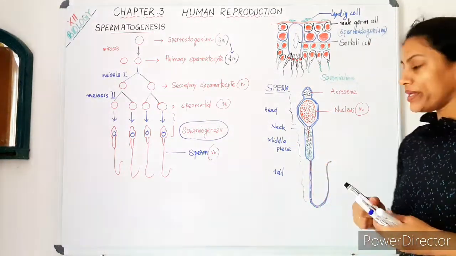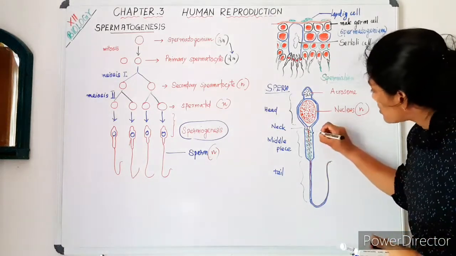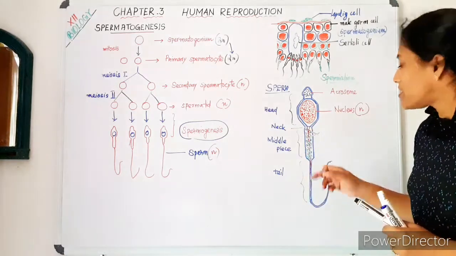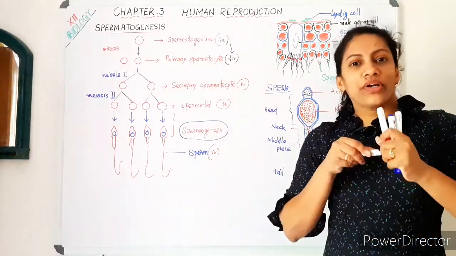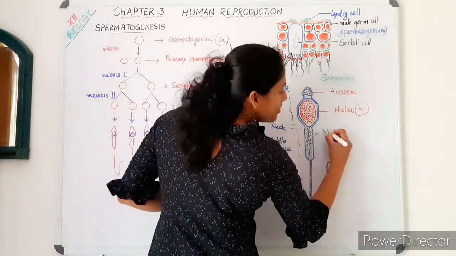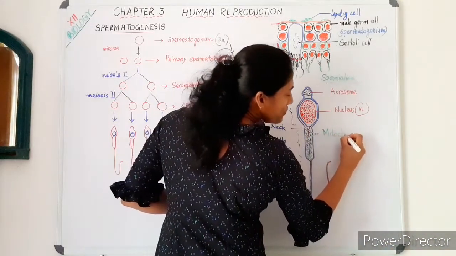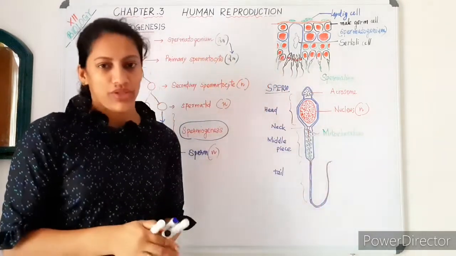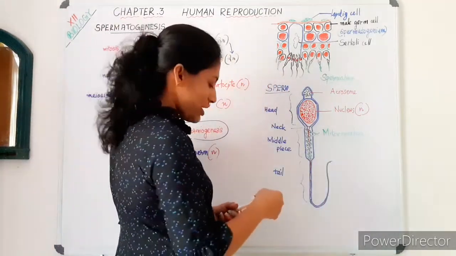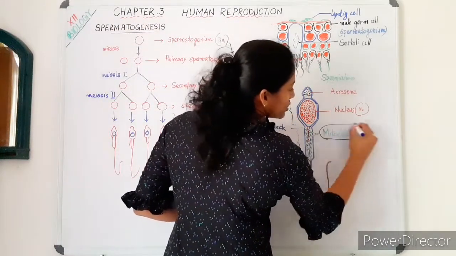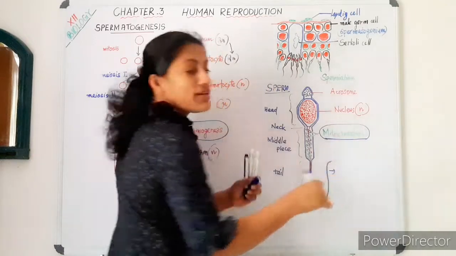Then the middle piece consists of, what are the major organs in the middle piece? Tell me, what are these? See, the middle piece consists of a large number of mitochondria. This part of the cell consists of a large number of mitochondria. These mitochondria help in providing energy. The mitochondria provide energy for the motility of sperms.